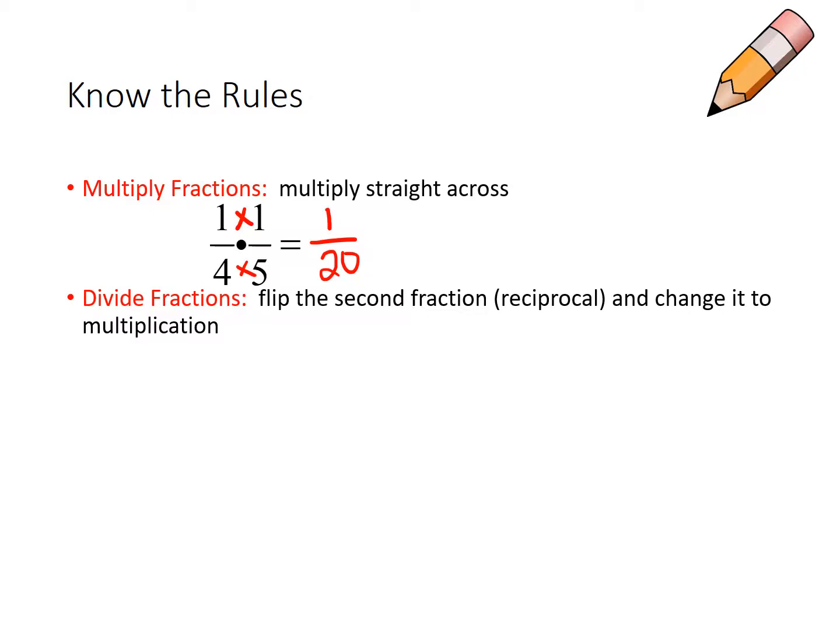When we divide fractions, we want to flip the second fraction, which is called the reciprocal. When you switch the numerator and denominator, that's called the reciprocal. And then we want to change it to multiplication. Remember when we talked about multiplying by the reciprocal way back when? So if we're taking 1/4 divided by 1/5, what we want to do is 1/4 multiplied by the reciprocal, so times 5/1. And now we're back to rule number 1, multiply fractions. 1 times 5 is 5, and 4 times 1 is 4. So that would be my final answer, 5/4.